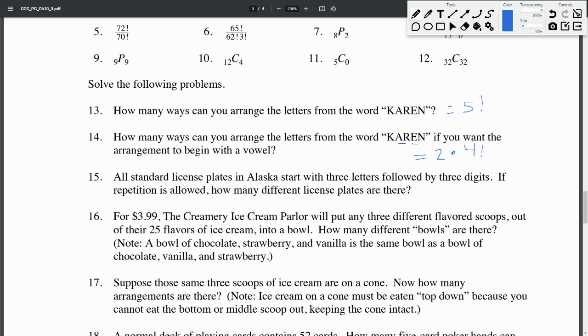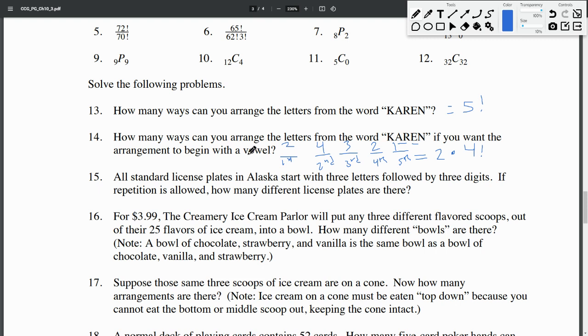And again, the reason why is because you have just those 2 letters as your first option. So if you were to make a decision chart, 1, 2, 3, 4, 5, you only have 2 choices in the first letter. But then afterwards, everything else is fair game. So as soon as you pick a letter for your first choice, you have 4 more left, and then 3 more left, and then 2 more left, and then 1 more left. So that's why they specifically have 2 times 4 factorial. Okay.